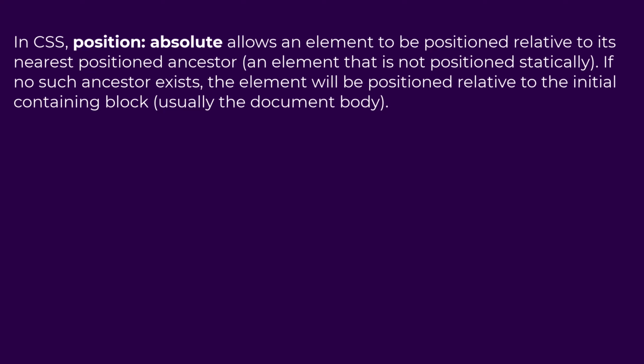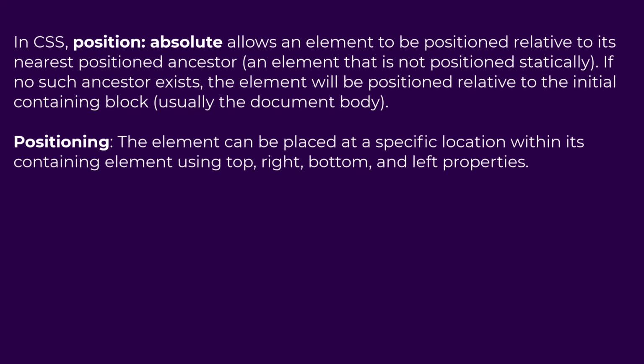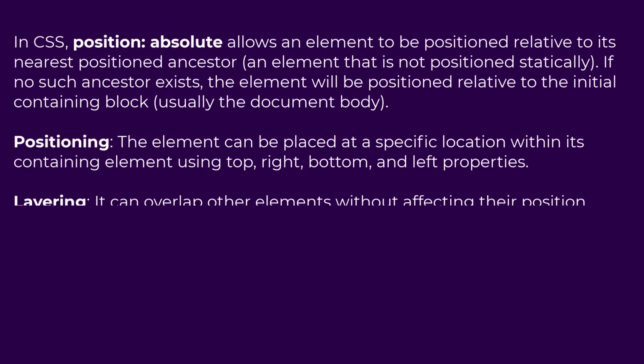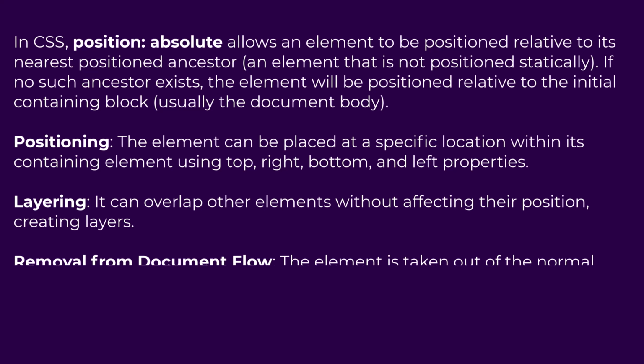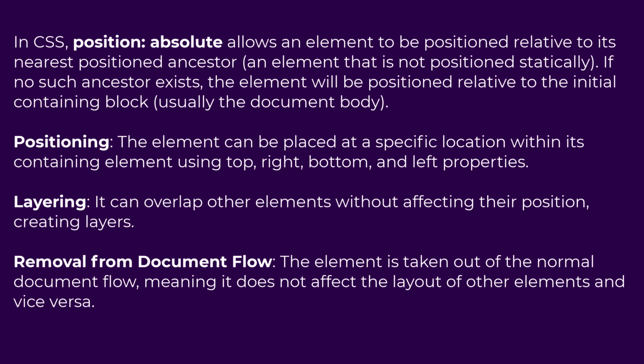In CSS, position absolute allows an element to be positioned relative to its nearest positioned ancestor, an element that is not positioned statically. If no such ancestor exists, the element will be positioned relative to the initial containing block, usually the document body. Here's how it works. Positioning: the element can be placed at a specific location within its containing element using top, right, bottom, and left properties. Layering: it can overlap other elements without affecting their position, creating layers. Removal from document flow: the element is taken out of the normal document flow, meaning it does not affect the layout of other elements and vice versa.